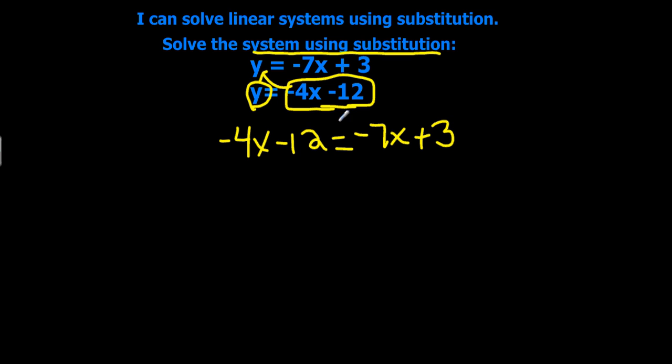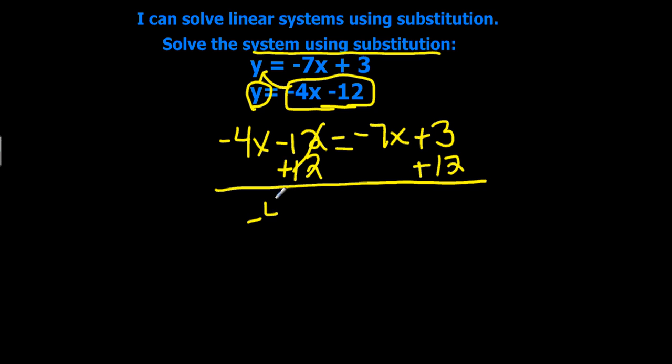Now I have to move all of the numbers that don't have any variables on them to one side and the variables to the other so that I can get to a one-step equation. I like to move subtraction things because I get to move them using addition. So I'm going to add 12 to both sides. It wouldn't really matter, but that's just my choice. So that's going to give me negative 4x equals negative 7x plus 15.